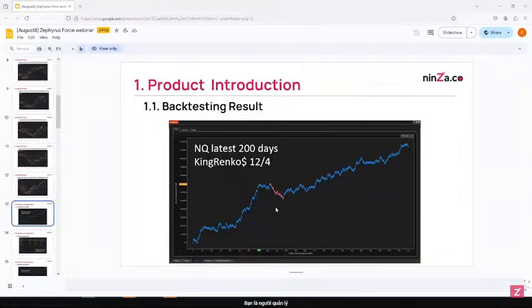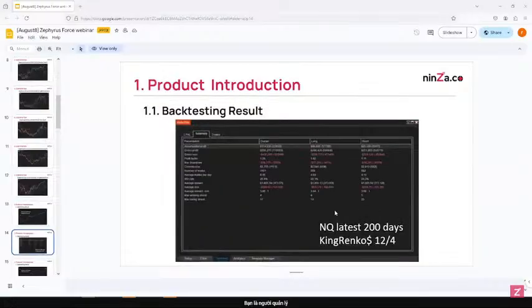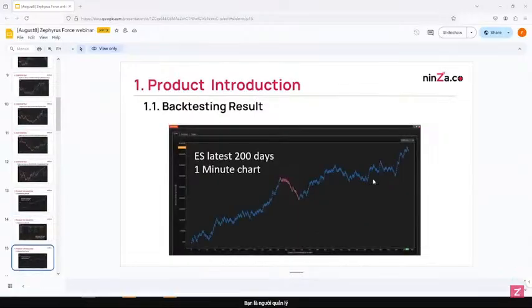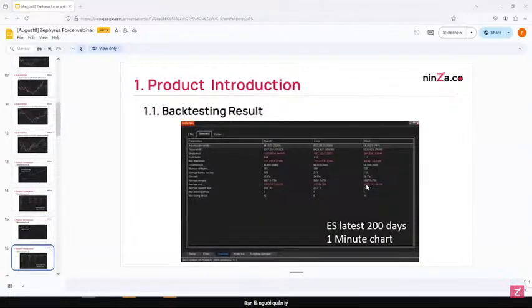So this is the test that they ran using this system. And now I don't know if it was with default settings. You're going to have to ask them. I don't know. Everything I showed you today is default settings. I don't know if they changed anything. So these are the results. They ran the same test on a 1 minute chart. And these are the results.